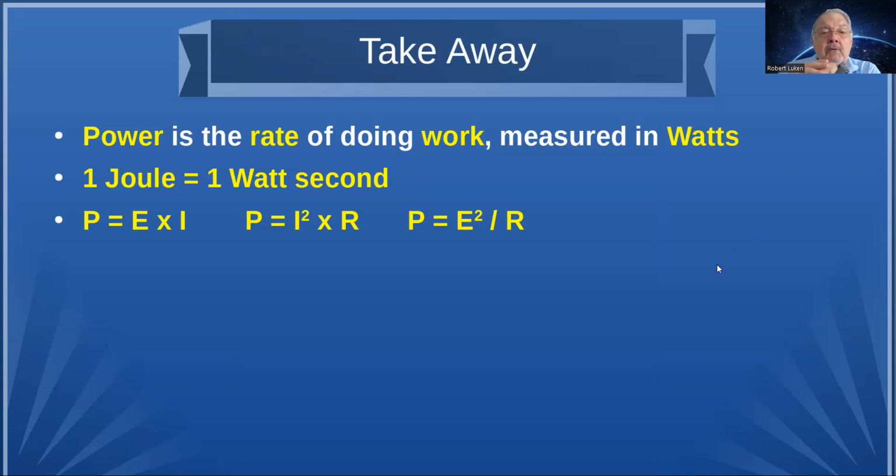So what did we learn? That power is the rate of doing work. We measure it in watts. The joule is one watt second. In other words, it is power for a period of time. And the power equations are power equals voltage times the current, or the current squared times the resistance, or the voltage squared divided by the resistance. And those you kind of need to know.